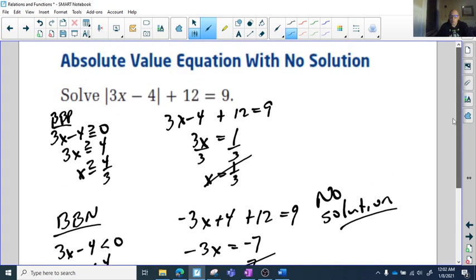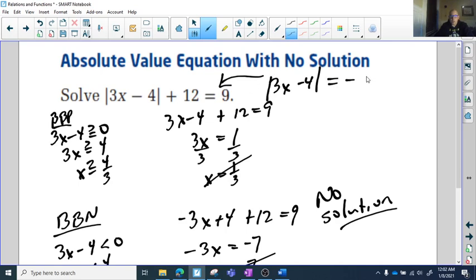Just want to show you something. What you could have done here, if in the beginning we had moved this 12 over, 9 take away 12 would have been negative 3. If I had made that little change, I may have been able to save myself a whole bunch of work and say, hey, wait a second, there's no possible way this can happen.